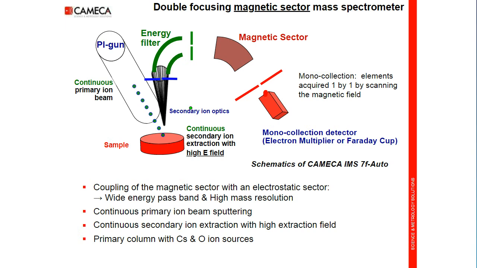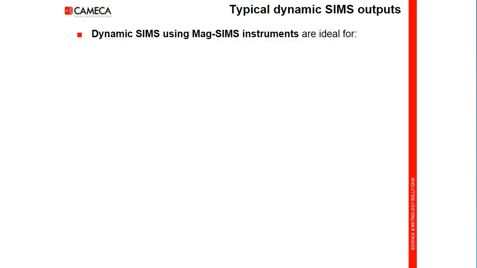Some instruments work in monocollection mode, secondary ions being acquired one by one by scanning the magnetic field, as shown in this example. Other types of CAMECA magnetic sector instruments have multi-collection capabilities. Electromultiplier and/or Faraday cup detectors are available. Dynamic SIMS using magnetic sector SIMS instruments is well adapted for elemental and isotopic analysis in inorganic materials.